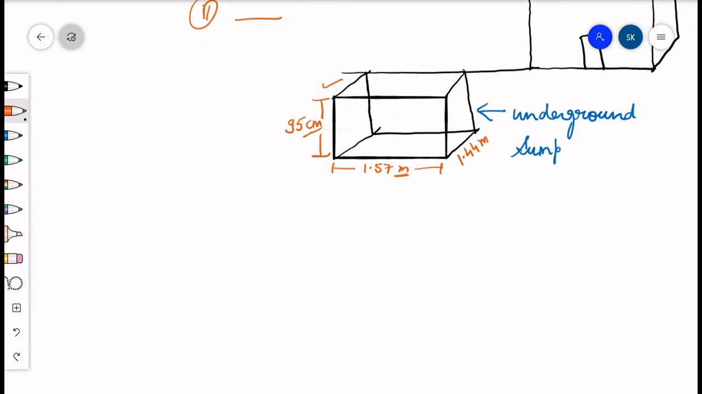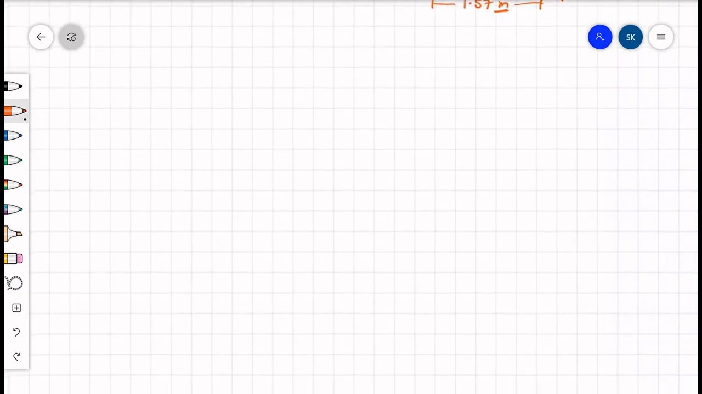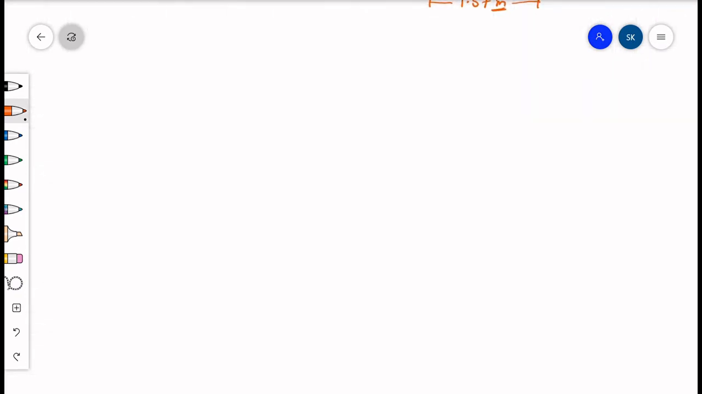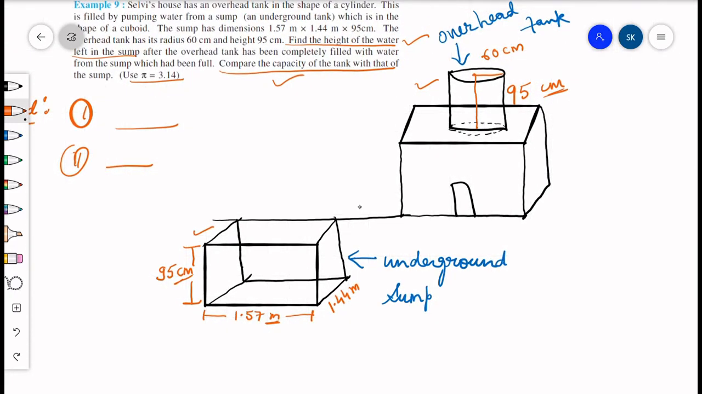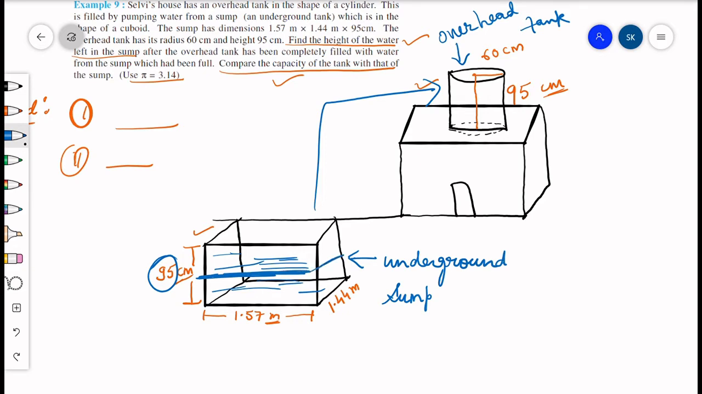Now try to understand. The sump is full of water and then some quantity of water is transferred into the tank. Try to understand this. This is full of water. Some quantity is transferred here, right? Then suppose this height is 95 in the beginning, now it will be reduced. Suppose now the height is this much, this much water only is left here. Can you see? This much water is left.